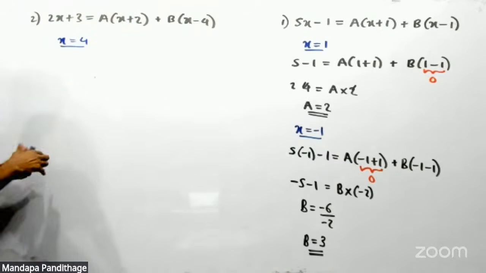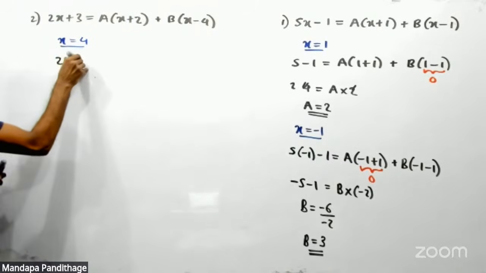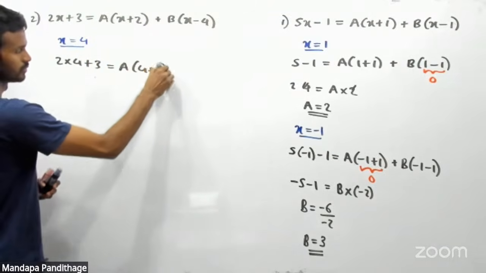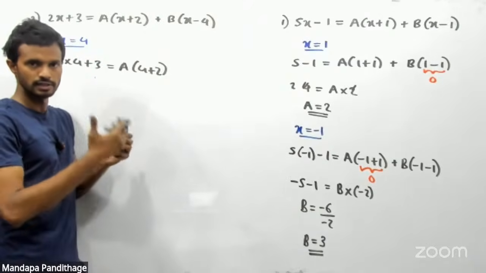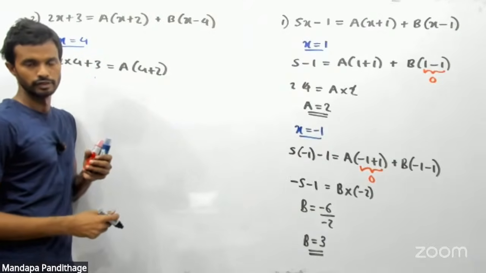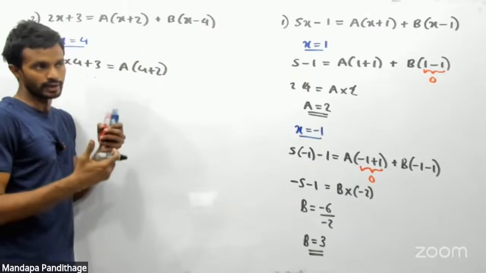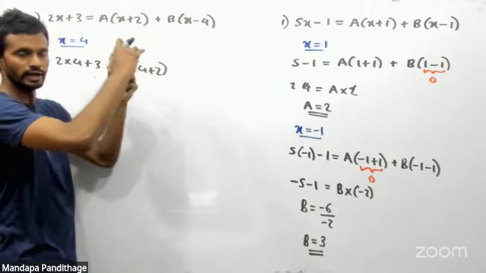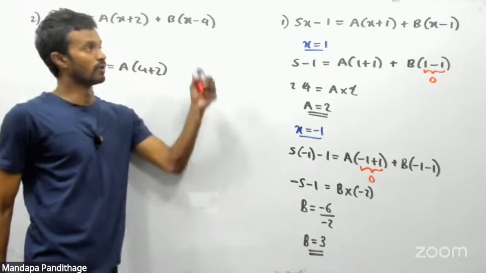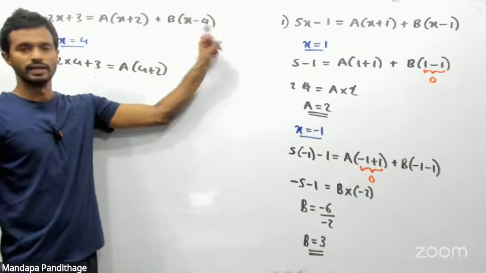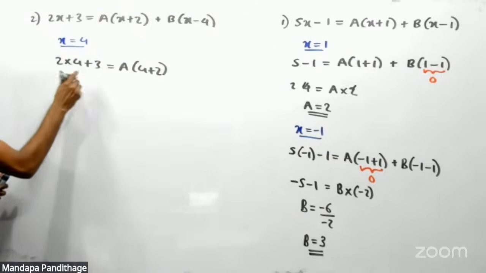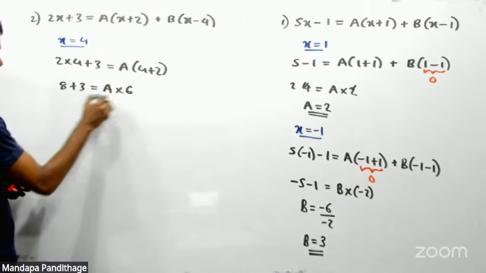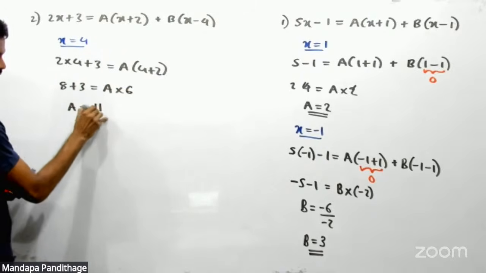So when it is 4, 2 into 4 plus 3 is equal to a times 4 plus 2. I told you no need of writing this. When you see that that is 0, you don't have to write it, otherwise you have to write these big terms which become 0. Why did you substitute x equals 4? Because you wanted to make this factor 0. So only simplify this. You get 8 plus 3 is equal to a into 6, which gives you a equals 11 over 6. That's all.